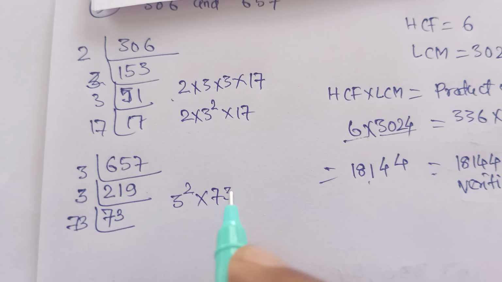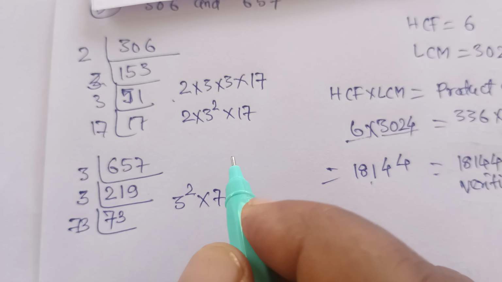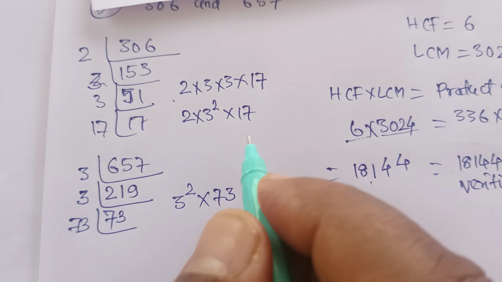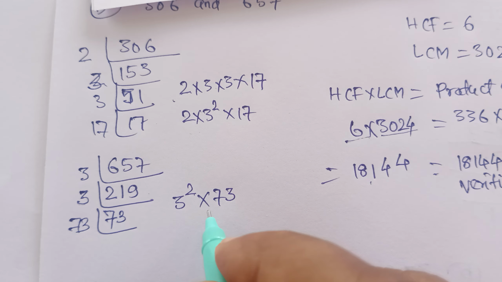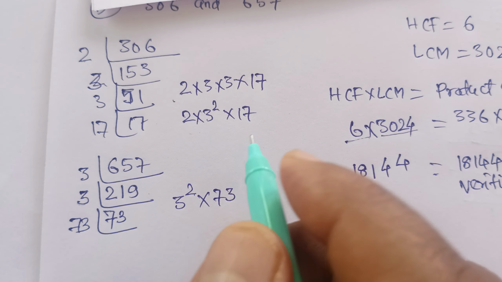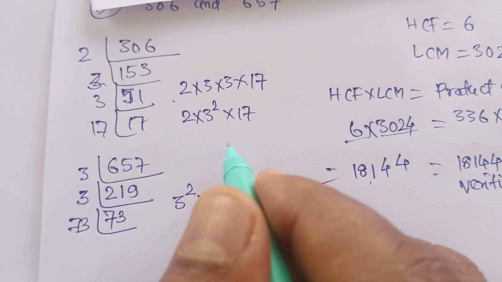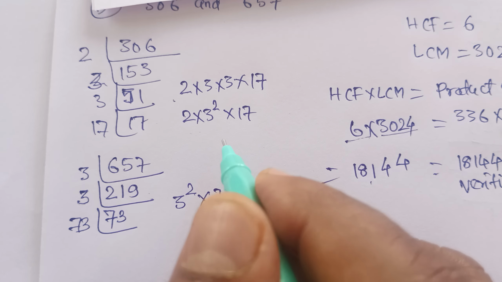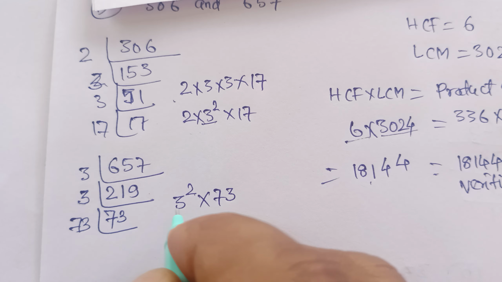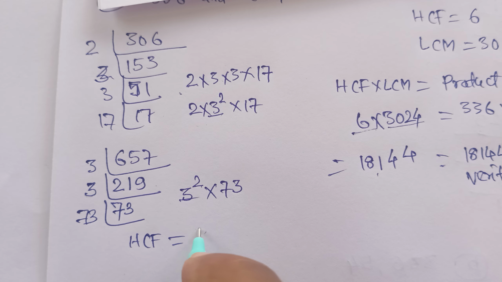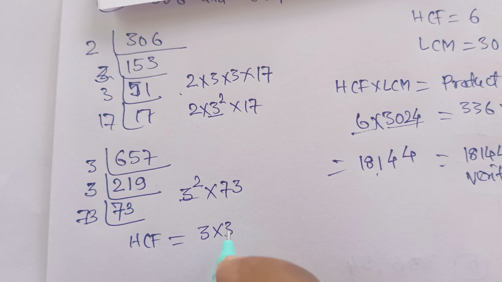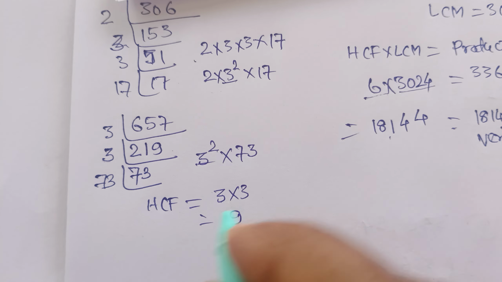Now we have to find the HCF. HCF means the minimum power. So 2 is not available here. 3 square is available in both, so the HCF is 3 square, that is 3 into 3, which is 9. We got HCF 9.